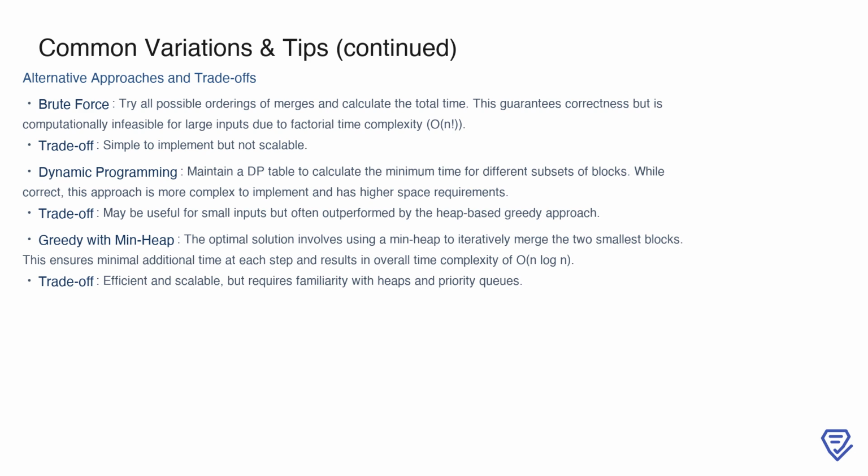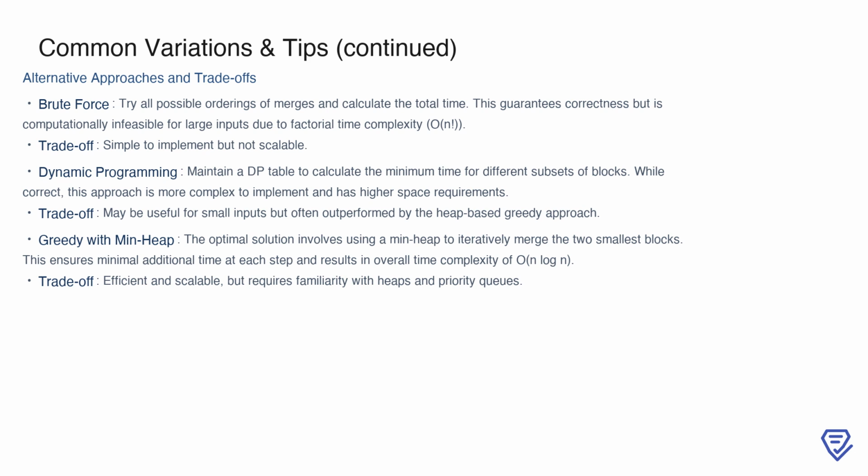It involves trying all possible orderings of merges and calculating the total time for each. While this guarantees correctness, it's computationally infeasible for large inputs due to factorial time complexity, O(n!). The trade-off here is simplicity in implementation versus scalability. Another option is dynamic programming, which involves maintaining a DP table to calculate the minimum time for different subsets of blocks. While correct, this approach is more complex to implement and requires significantly more space. It's better suited for smaller inputs but is often outperformed by the heap-based greedy approach.